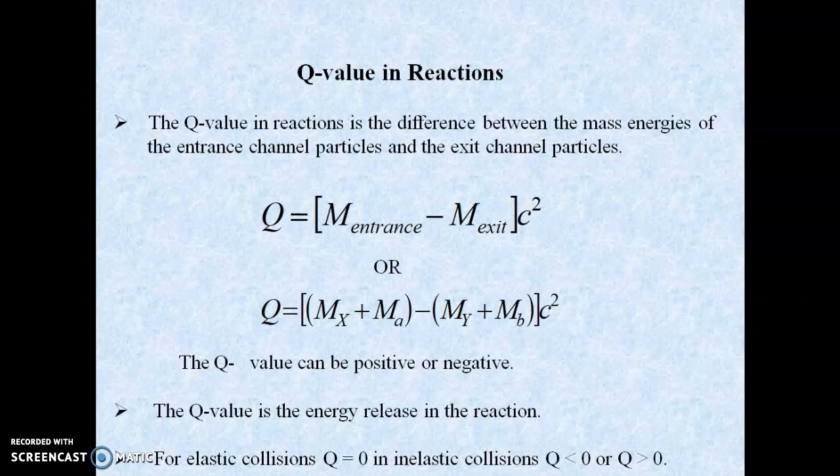The Q value can be positive or negative. If you look at this equation, the Q value can be positive or negative. The Q value is the energy released in the reaction. For elastic collision, Q is equal to 0. That means the entrance channel and the exit channel are the same, so the mass of the entrance channel and the exit channel is the same. That's why Q is equal to 0. In inelastic collision, Q is less than 0 or Q is greater than 0.